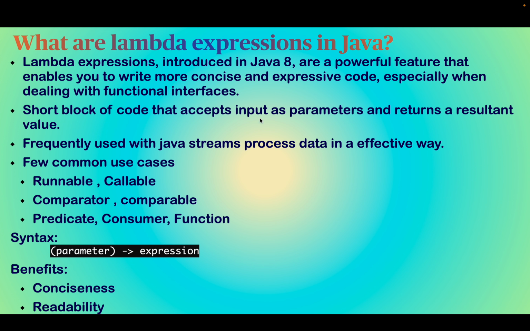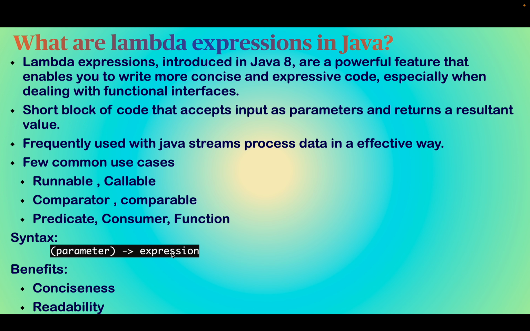Lambda expressions are nothing but a short block of code. It will not have a method name, it will not have a return type, it will not have anything. It's just a short block of code that accepts parameters and returns some value. So that's where we are using lambda expressions. In other words, they are anonymous functions, without name and without return type. We can define a method, and that's nothing but the lambda expression. It accepts a parameter and returns a value.